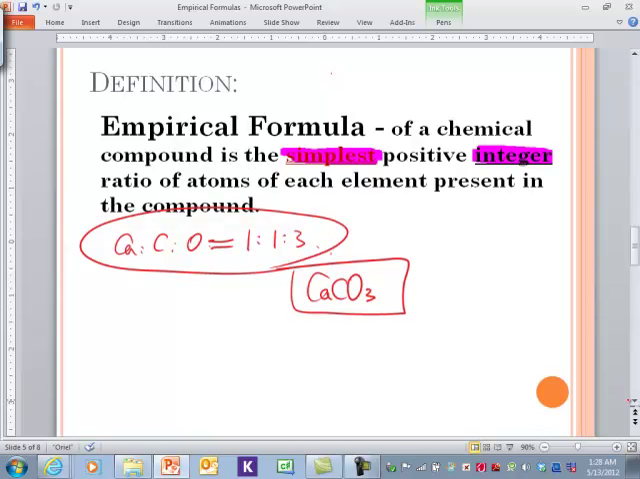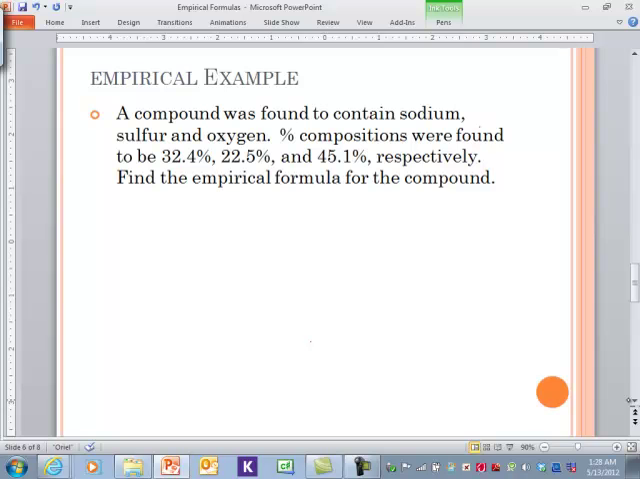Okay, so let's take a look at one example, guide you through all the steps, and put it into a very visual and easy to understand form, so one can actually consistently carry out the process. Read the question. A compound was found to contain sodium, sulfur, and oxygen. Percent compositions were found to be 32.4%, 22.5%, and 45.1% respectively. And the question is to find the empirical formula.